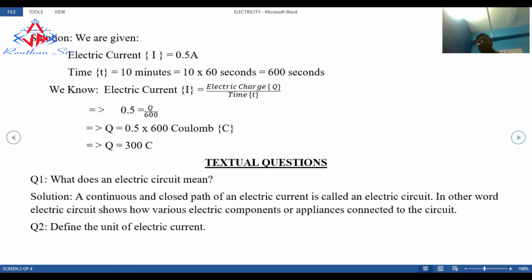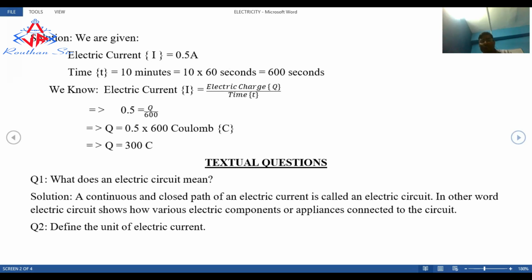First of all, convert the time into seconds, because the SI unit of time is second. 10 multiplied by 60, we get 600 seconds. Now, electric current is equal to electric charge upon time, as we already know. Now, insert the values. The current will be 0.5 ampere. The time will be 600 seconds. Now, after substituting the values and evaluating, you get the quantity of charge that flows in the circuit. It comes to be 300 coulomb. It's okay.